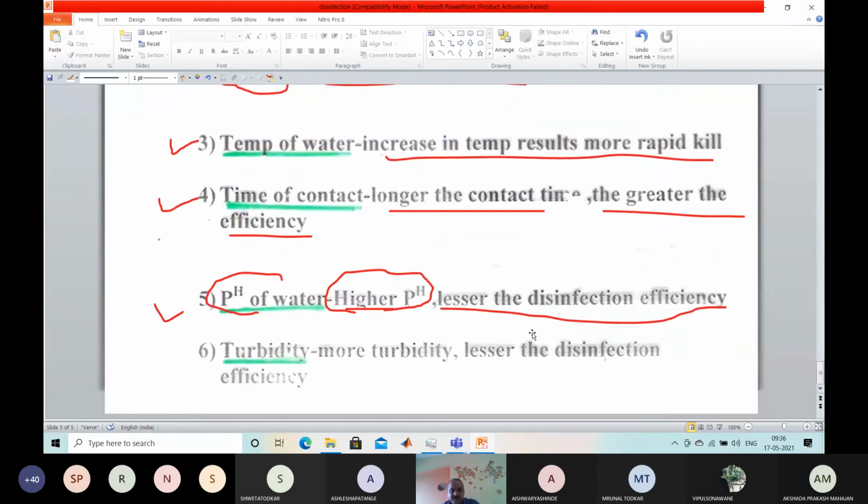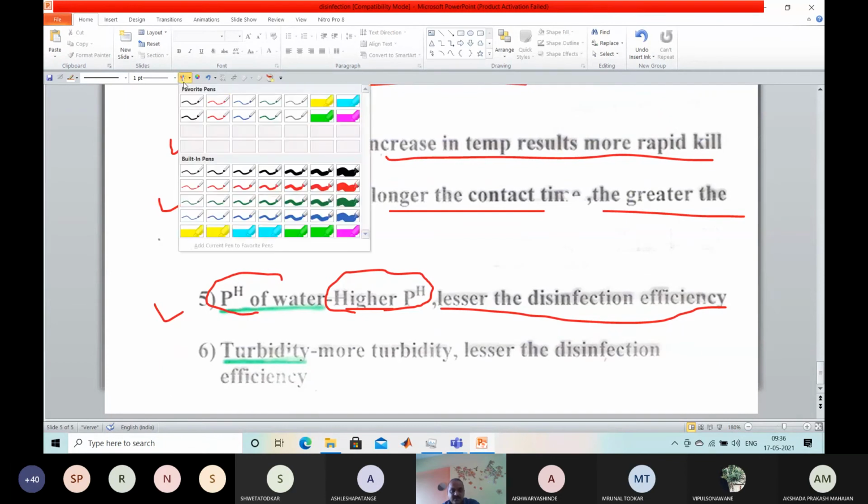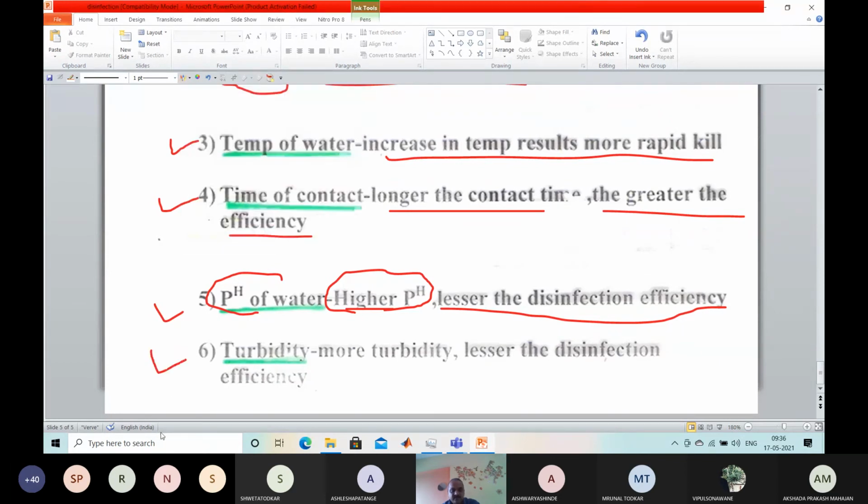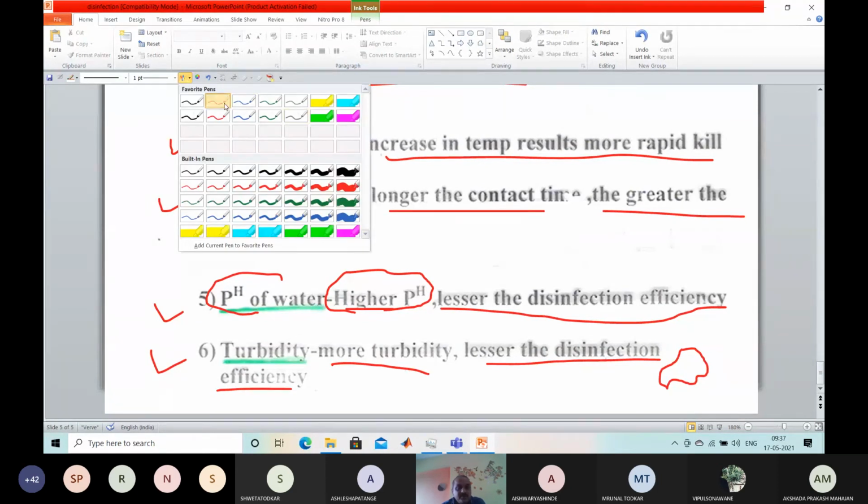Another parameter which is affecting the overall efficiency of the disinfection process is the turbidity. More the turbidity, lesser the disinfection efficiency. Turbid means suspended particles are there. If in the water body, assume this is a suspended particle, what will happen? The microorganism is going to hide.